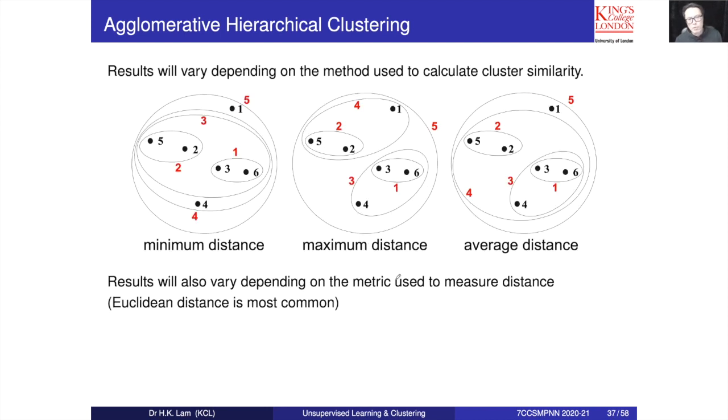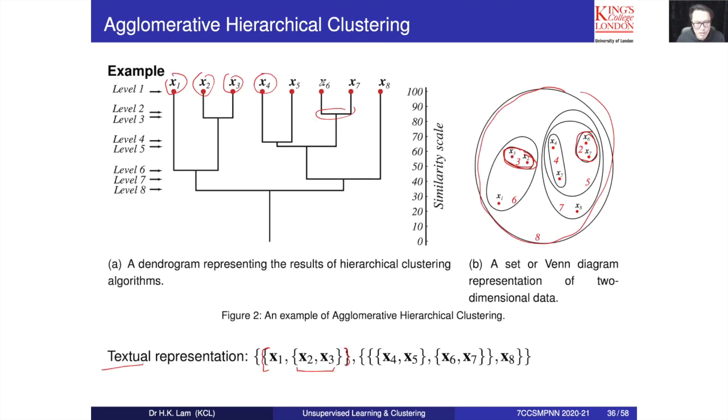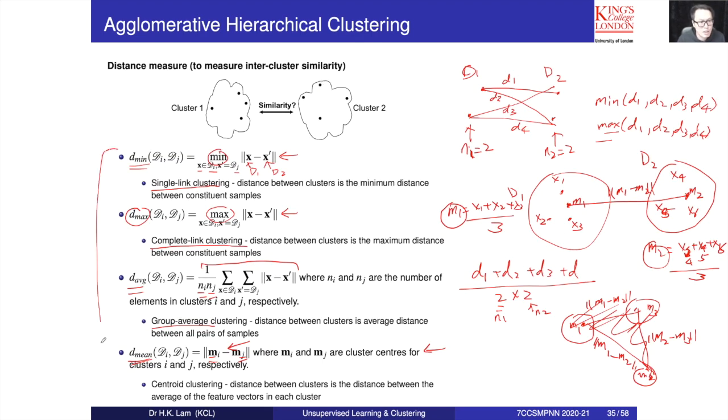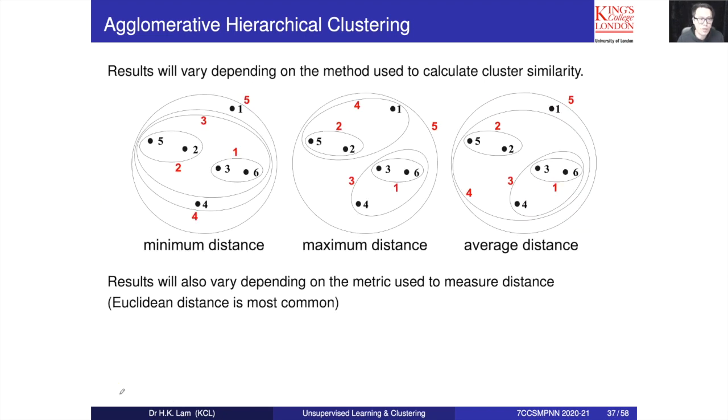If we use different metrics here, it will give you different results. This one, we use the minimum distance. This one, we use the maximum distance. That is the average distance. So different distance metrics will lead to different results. Which one will lead to a good result, the metric does not tell you about this.